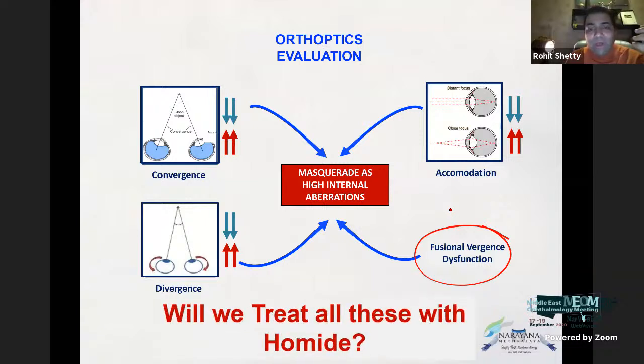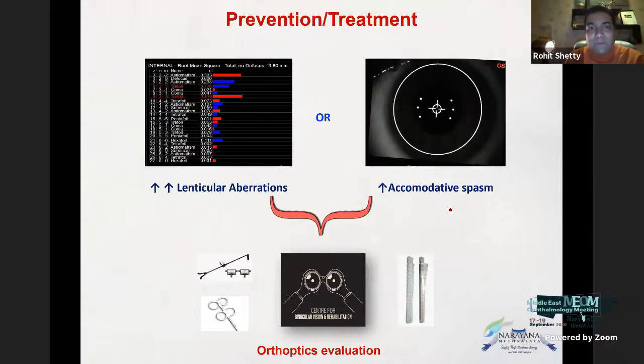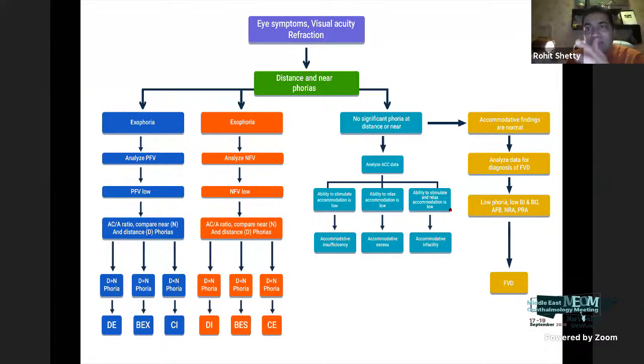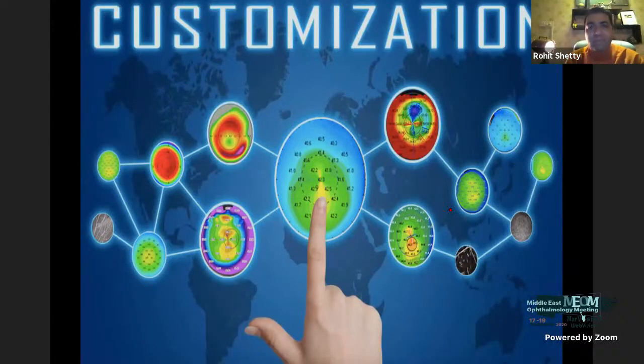So this is all important, and we can't treat them with just a laser. They need exercises, and you need to be aware that binocular single vision is a very important factor for a healthy refractive outcome. Having a good orthoptic evaluation by you or your optometrist is very important. This can be done anywhere. This is a kind of flow chart we use. It's quite complex, but what I'm trying to say is we have to evaluate them, and that's a part of it. So how do we customize this?